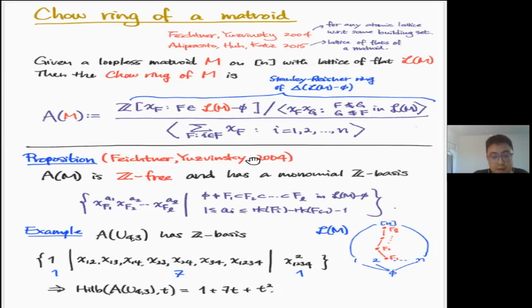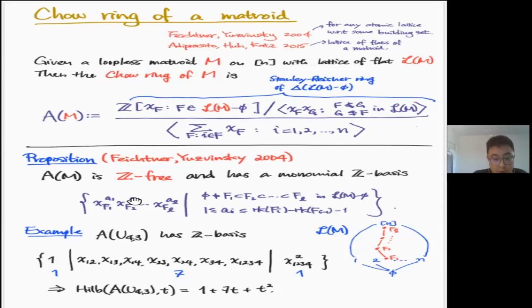What we care about is actually Feichtner and Yuzvinsky in 2004. They not only defined the ring, but they also found that this Chow ring is Z-free, and using a Gröbner basis, they found a monomial Z-basis of this Chow ring, which has an expression like this. You can see these monomial bases are indexed by chains of flats in your lattice of flats, with some restriction on each of the exponents a_1 to a_l.